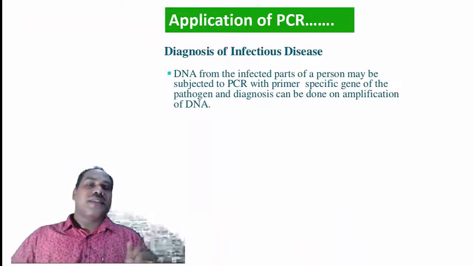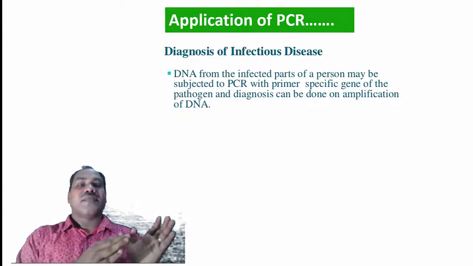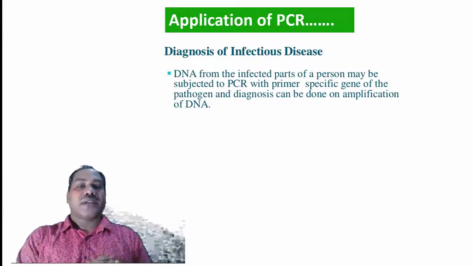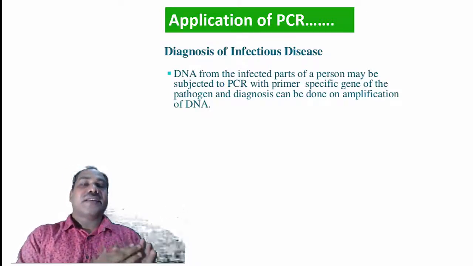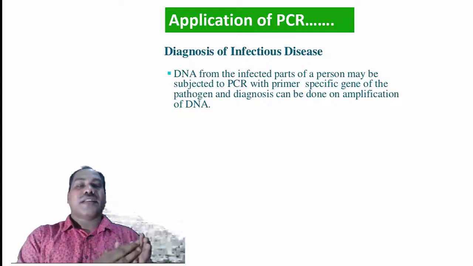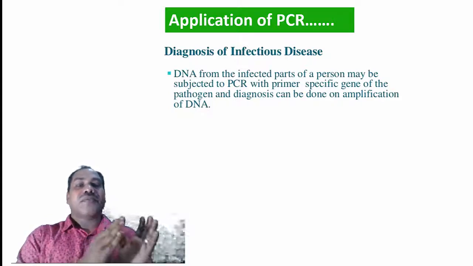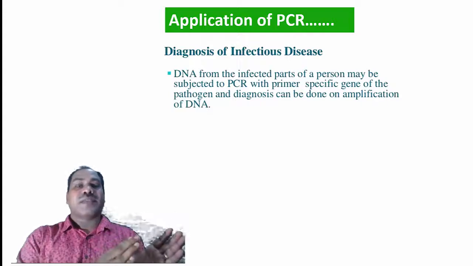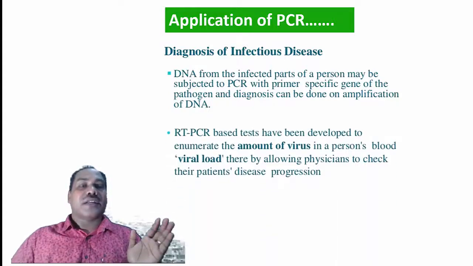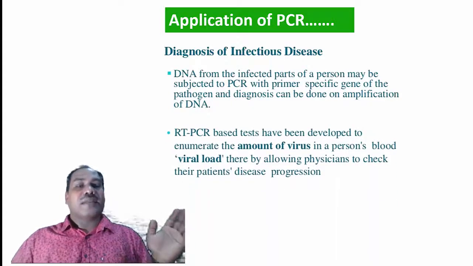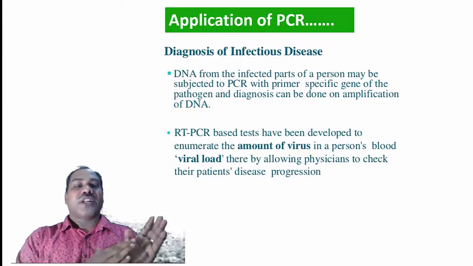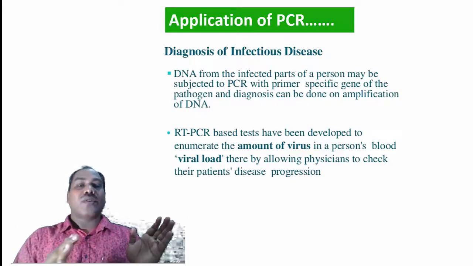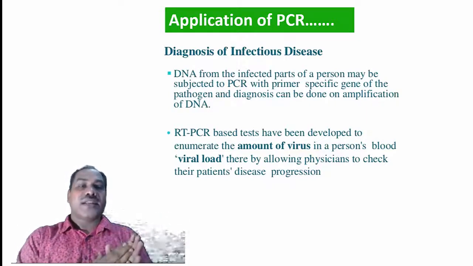Then the applications of PCR. This PCR system is used in the diagnosis of infectious disease. Different types of infectious disease can be detected by using these PCR techniques. DNA from the infected part of a person may be subjected to PCR with primers specific to a gene of that pathogen, and diagnosis can be done on amplification of the DNA. Also, an RT-PCR based test has been developed to enumerate the amount of virus, and the viral load of a person can be detected through these techniques.